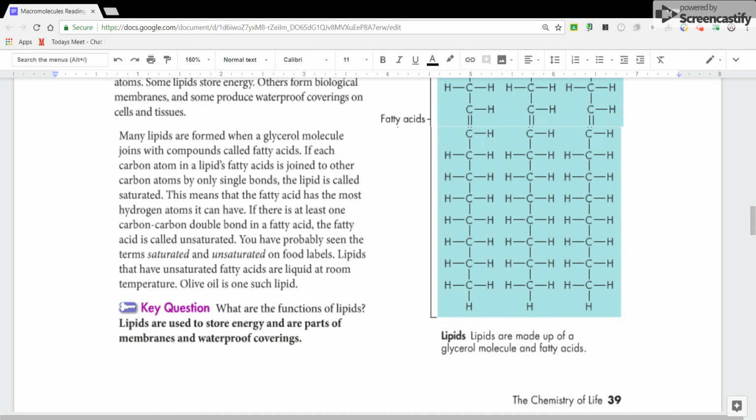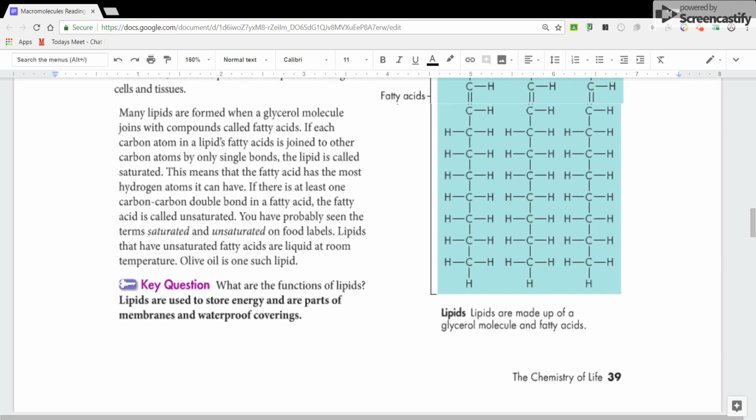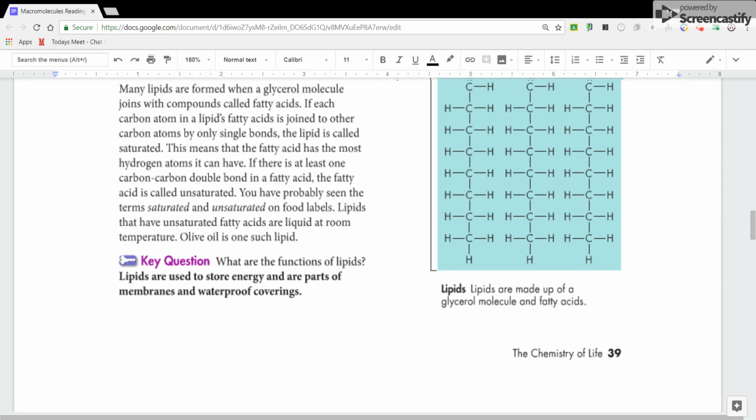You have probably seen the term saturated or unsaturated on food labels. Lipids that have unsaturated fatty acids are liquid at room temperature. Olive oil is one such lipid. What are the functions of lipids? Lipids are used to store energy and are parts of membranes and waterproof coverings.